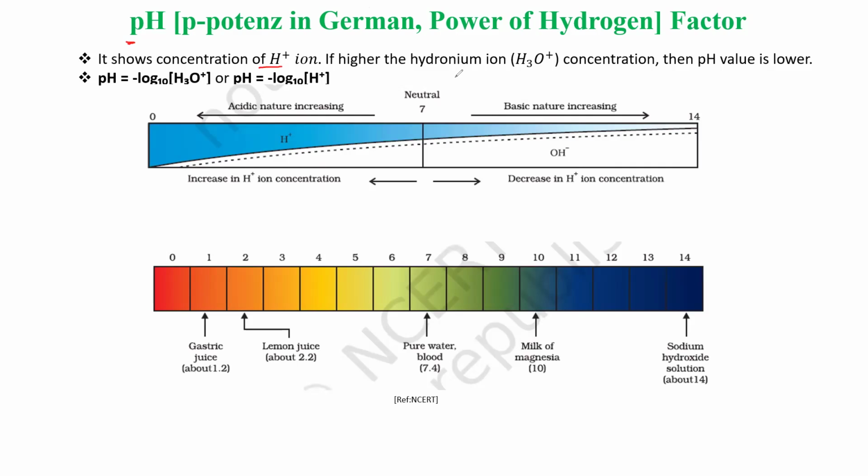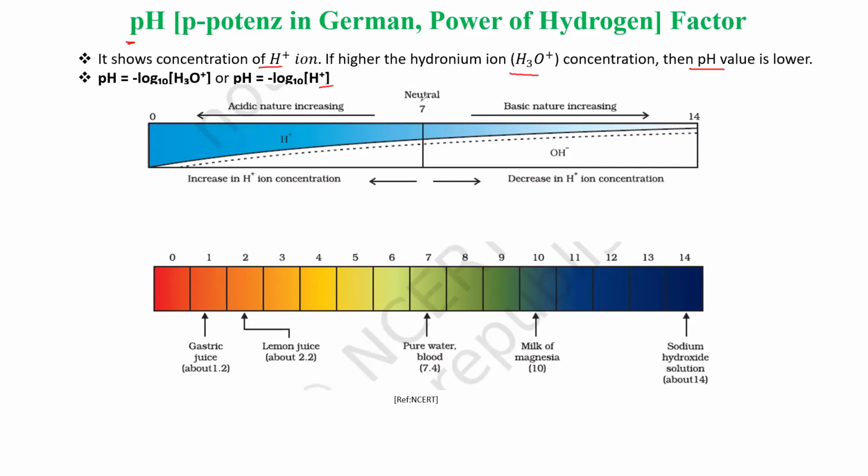We have seen earlier that hydrogen ion formation takes place and it reacts with water to form the hydronium ion. So if you have a higher concentration of the hydronium ion, then it will lower the pH value, since pH is the concentration of the hydrogen ion. pH is given as minus log base 10 of the concentration of the hydronium ion, or it can also be calculated as pH equal to minus log base 10 of the concentration of the hydrogen ion.